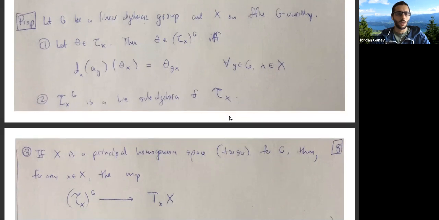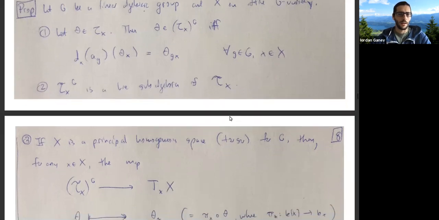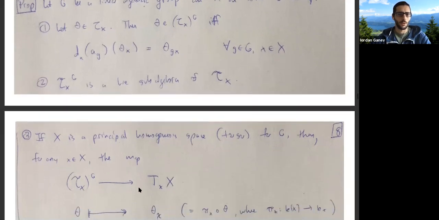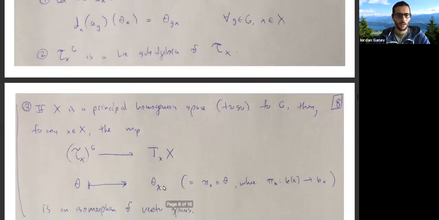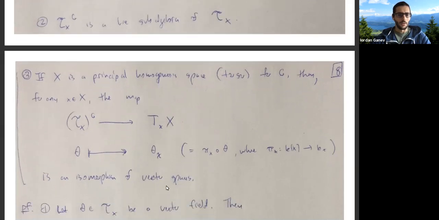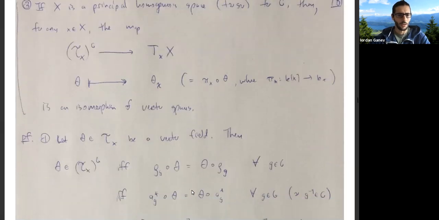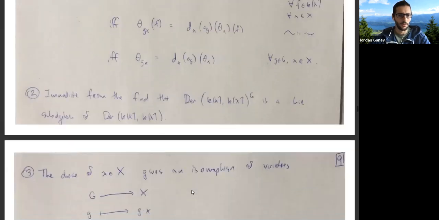And if we happen to have a torsor for G, a principal homogeneous space where G acts transitively with no stabilizers, then the equivariant vector fields are just determined by their value at one point, at any point in the space. So we have an isomorphism of vector spaces. Okay, so we have the proof of this.